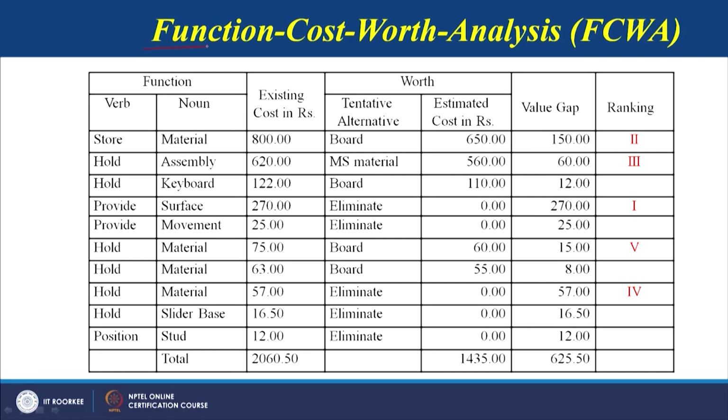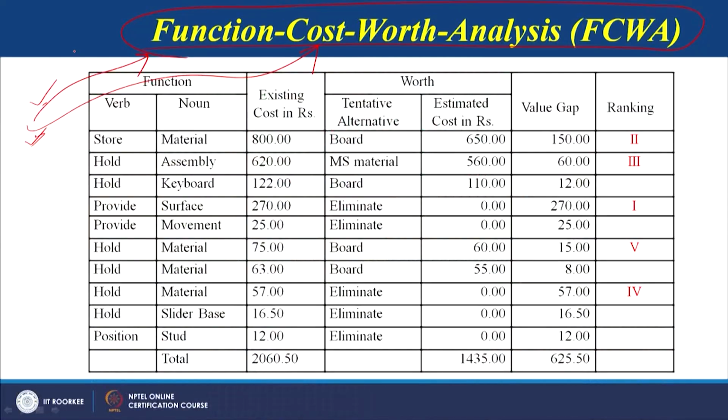So, this is a functional cost worth analysis. Now we know the functional analysis has already been completed. The cost components of each and every part are also listed in the previous slides. We know for drawer assembly what is the cost involved, for tabletop what is the cost involved, for steel frame what is the cost involved. Already this information is available with us. Functional analysis has also been done. Now, let us see the function.